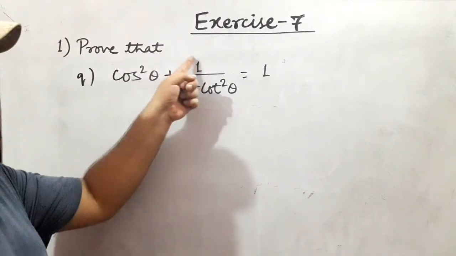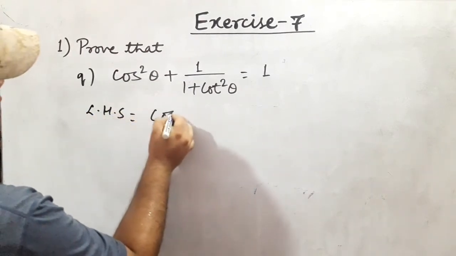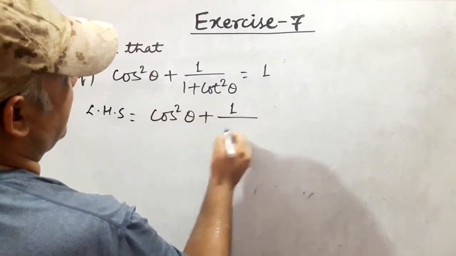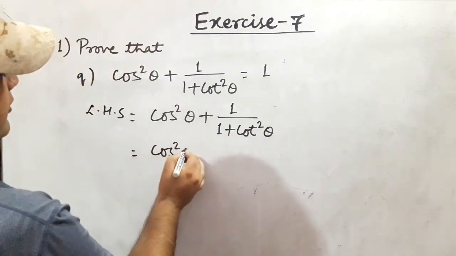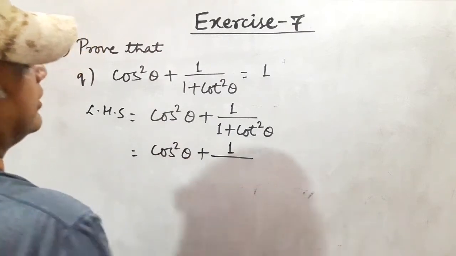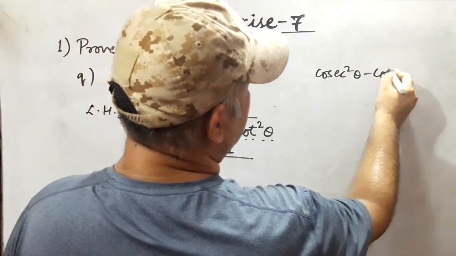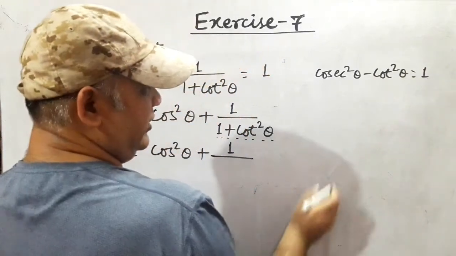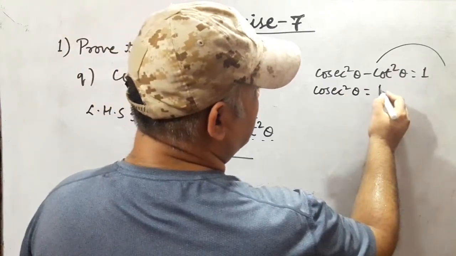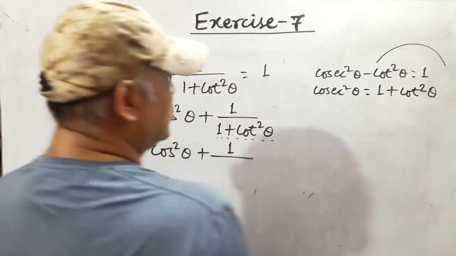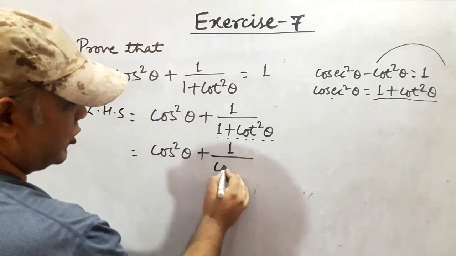Cos square theta plus 1 by 1 plus cot square theta equals to 1. So left hand side, cos square theta plus 1 by 1 plus cot square theta. Cos square theta as it is, plus 1 by, so what is 1 plus cot square theta? Let's see, cosec square theta minus cot square theta equals to 1 from Pythagorean relation. So cosec square theta equals to 1 plus cot square theta, when minus cot square theta goes to right hand side. So 1 plus cot square theta can be written as cosec square theta.